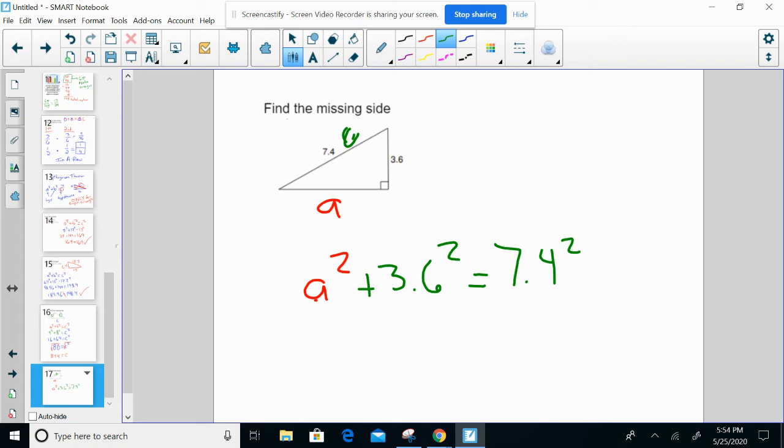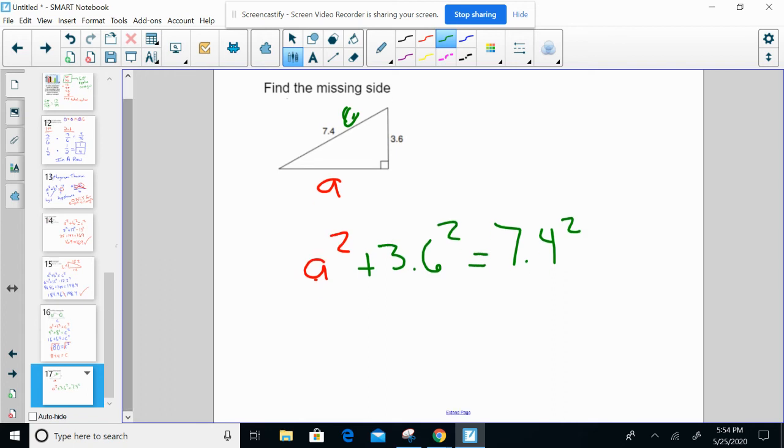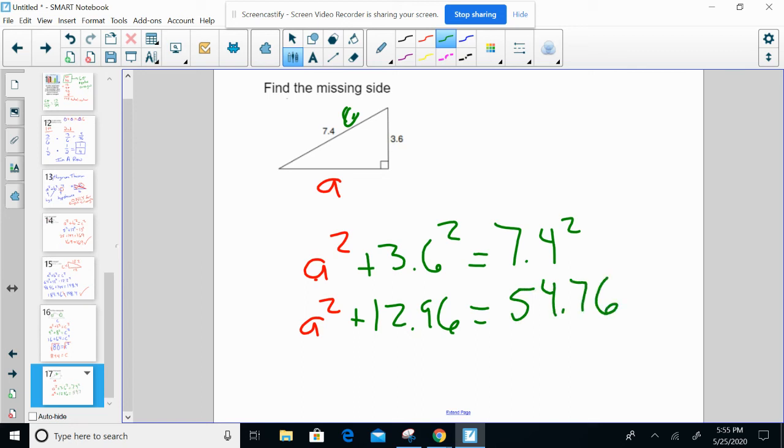All right, and we're just going to solve for it. We want to find A. So do 3.6 squared, or 3.6 times 3.6. So we have our A squared plus 12.96 equal to 7.4 times 7.4. 7.4 squared is 54.76. Now this is slightly different.